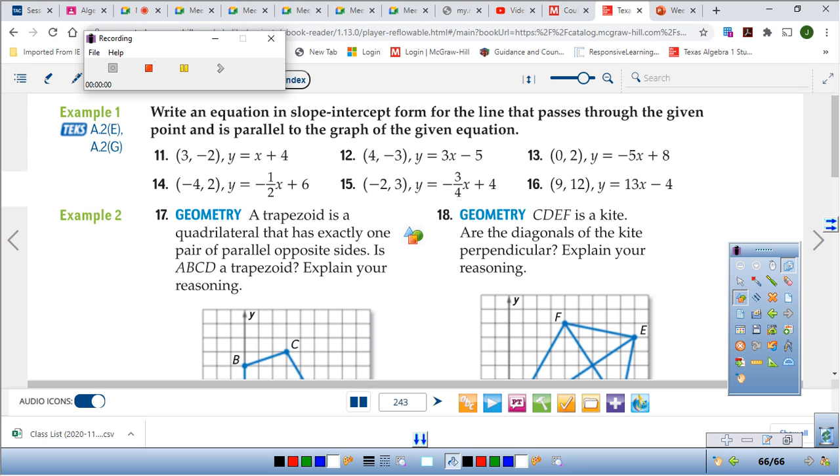Good. Okay, let's do this one. Ready, guys? So let's look at this one. We're going to write an equation in slope-intercept form with a line that passes through the given point and parallel.